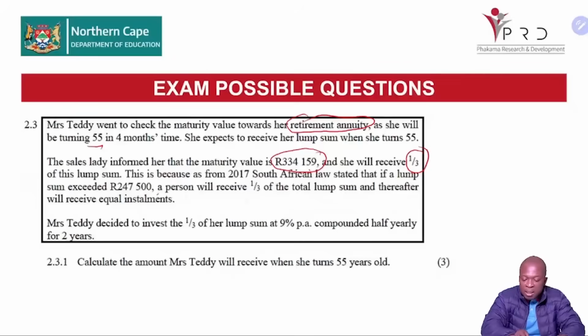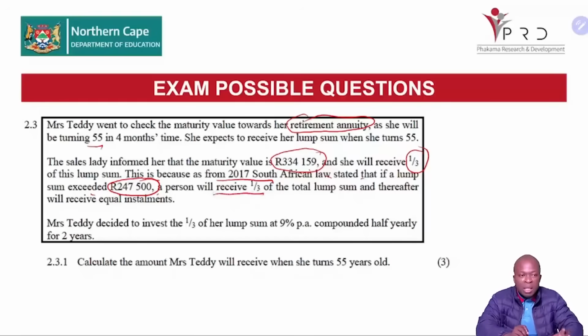let's finish this part. It says, this is because from 2017, the South African law stated that if a lump sum exceeded 247,500, a person will receive a third. So whatever you have put in that account, whatever you have saved, if it is more than 247,500, then you are only going to get a third. Mrs. Teddy's money is already 334,000, so it qualifies that she receives a third of that. Okay, and thereafter you receive equal installments.